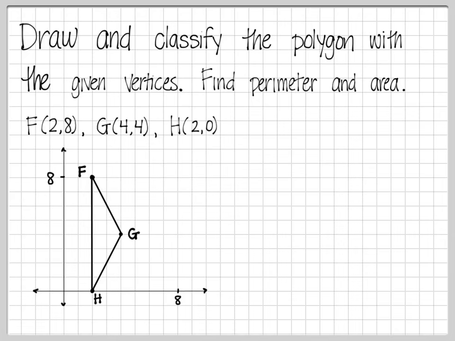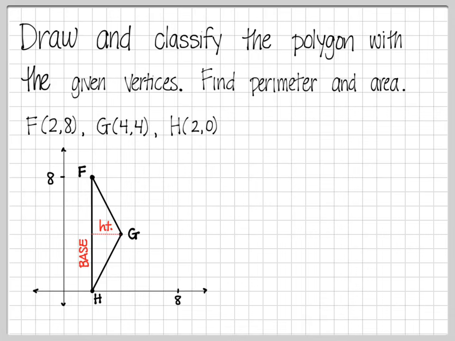I know that the line F to H is a vertical line, and therefore I'm going to call that the base. It's the easiest one to use as the base, and then I can draw a perpendicular to the point G that I would call my height. So I'm going to use that information for the area.